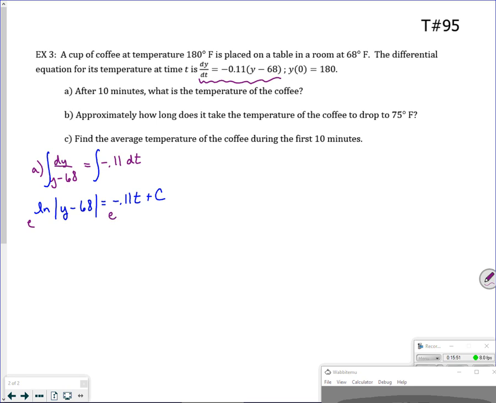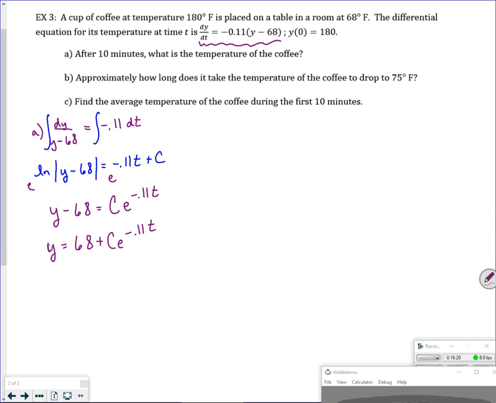And friends, at this point, if you can go, look, I get it, I don't have to rewrite that. I know I can drop the absolute value when I would do c e to the negative 0.11 t. They're perfectly fine with that. So I didn't show that step, but I think we've done it so many times, you got it. And then I'm going to bring that 68 over. So I have 68 plus c e to the negative 0.11 t. Now that's my general solution.